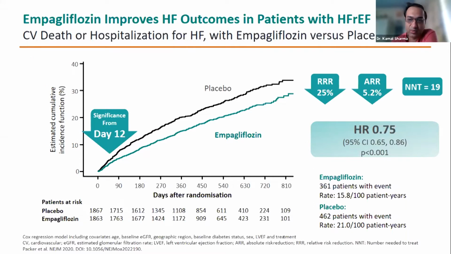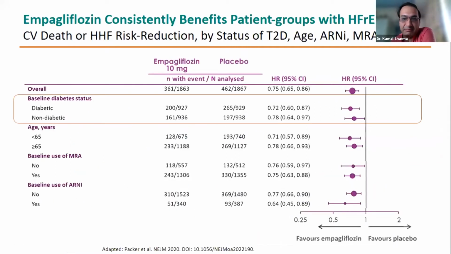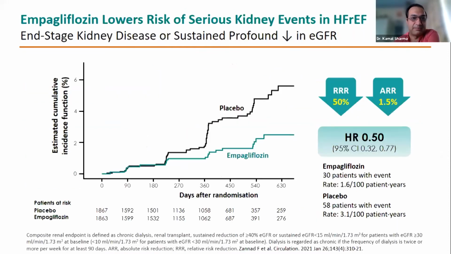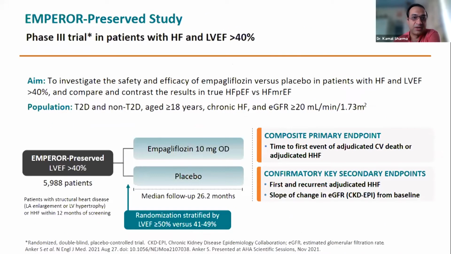And that's one reason why interventionists should also be aware of a therapy like an SGLT2 inhibitor, which can bring down absolute risk by 5.2% with only 19 patients needed to be treated. And of course, remember, this therapy was effective irrespective of baseline diabetic or non-diabetic status. It also lowers the risk of end-stage kidney disease in patients with reduced ejection fraction, which is one of the important aspects of mortality, with almost 50% relative risk reduction.